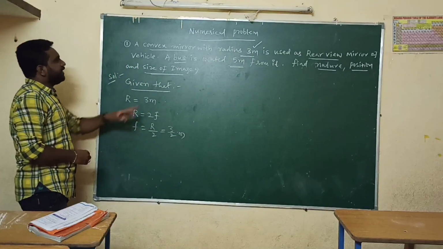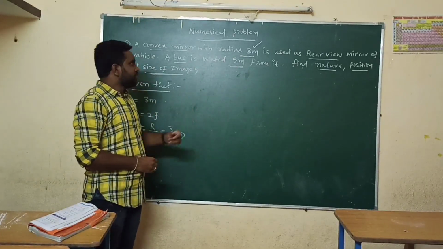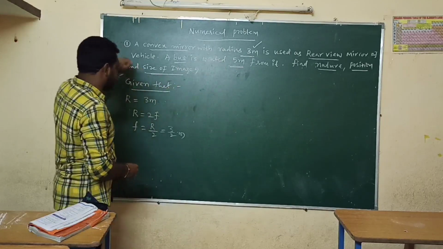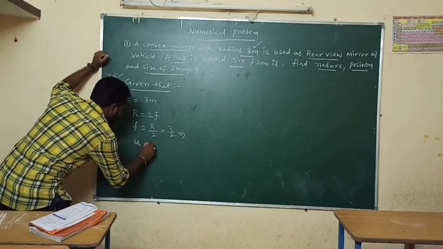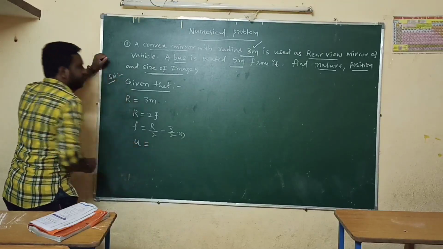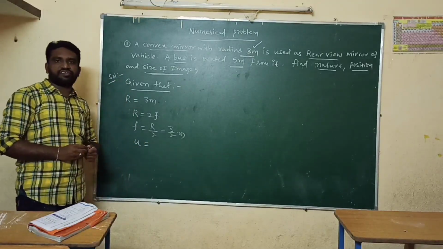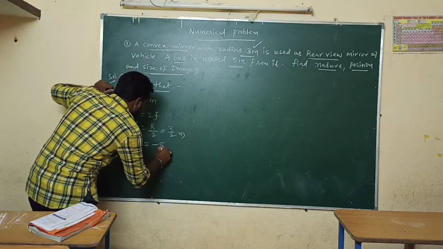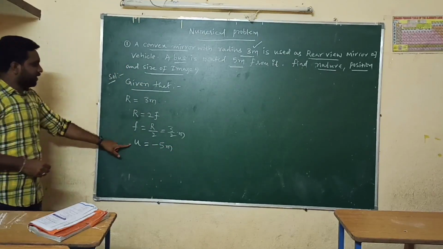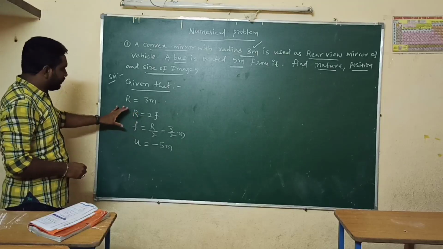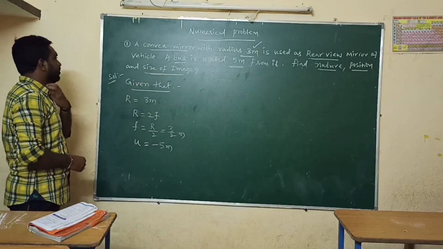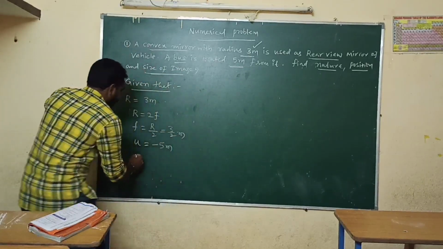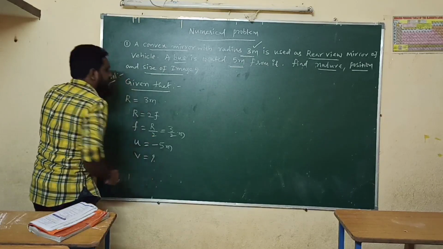We got the focal length. And here a bus is located behind the mirror, so the bus is the object. So we get the object distance, which is u. I already told in the previous lesson, object distance is always considered negative. So u equal to minus 5 meters. So we have focal length and object distance u, and with the help of these two values we should find the nature, position and size of the image. Position of the image means we should find the v value, that is, the image distance, first of all.